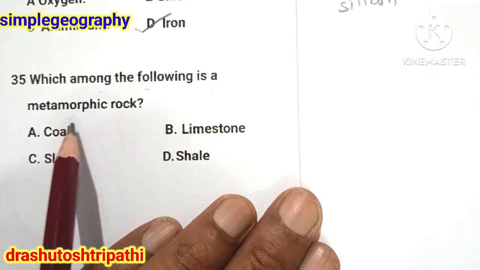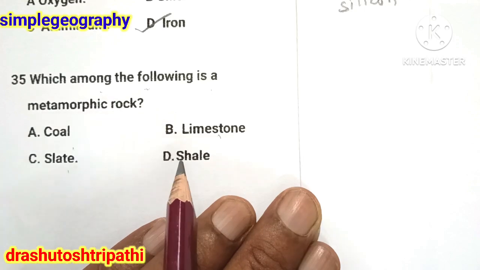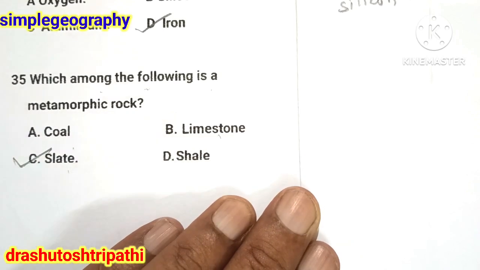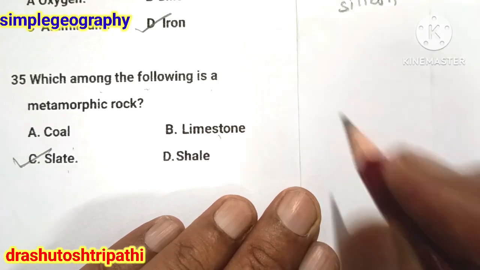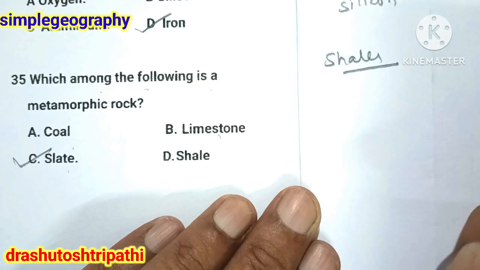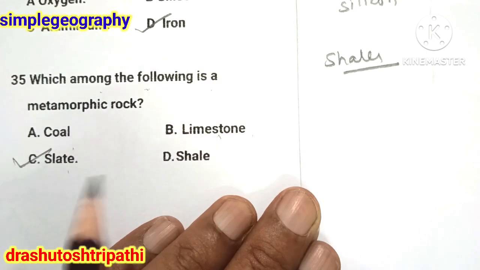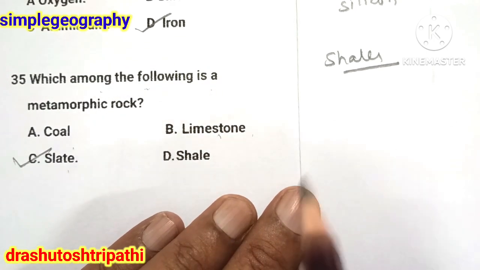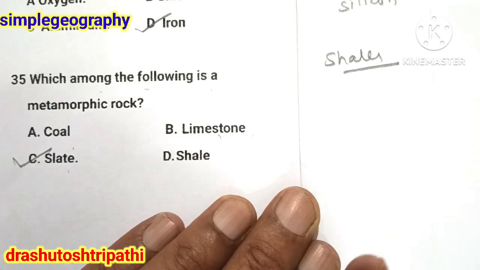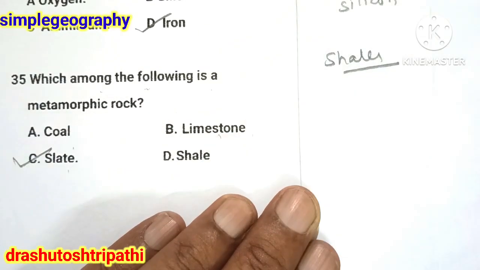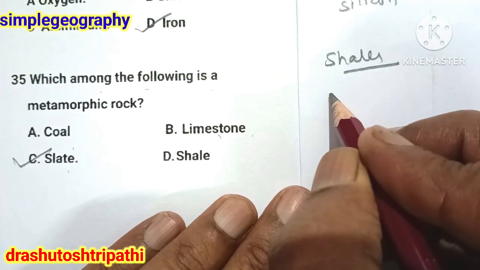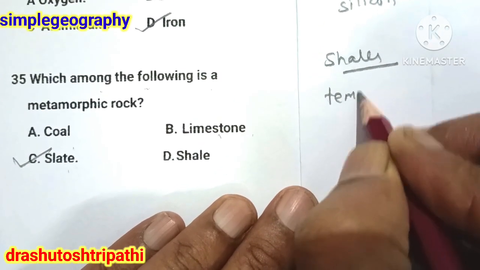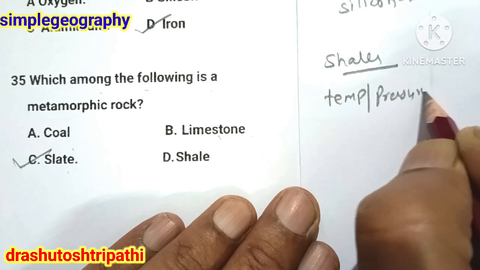Which among the following is a metamorphic rock: coal, limestone, slate and shale? The answer is slate. Slate is formed from shale. Limestone is converted into marble. Coal is converted into graphite, and slate is converted from shale, and shale itself is a sedimentary rock. So the answer among all these four is slate. And what is a metamorphic rock? Metamorphic rocks are those rocks which change their texture and composition due to temperature and pressure.